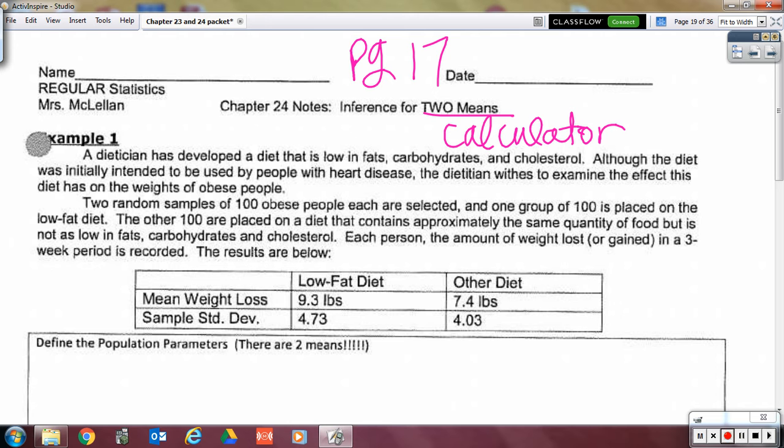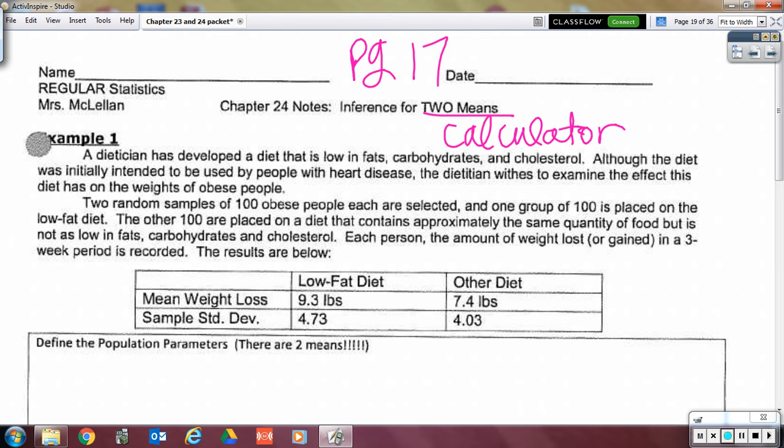All right, so let's move on. Let's actually just start practicing this. So here we go. A dietitian has developed a diet that is low in fats, carbohydrates, and cholesterol. Although the diet was initially intended to be used by people with heart disease, the dietitian wishes to examine the effects this diet has on weights of obese people.